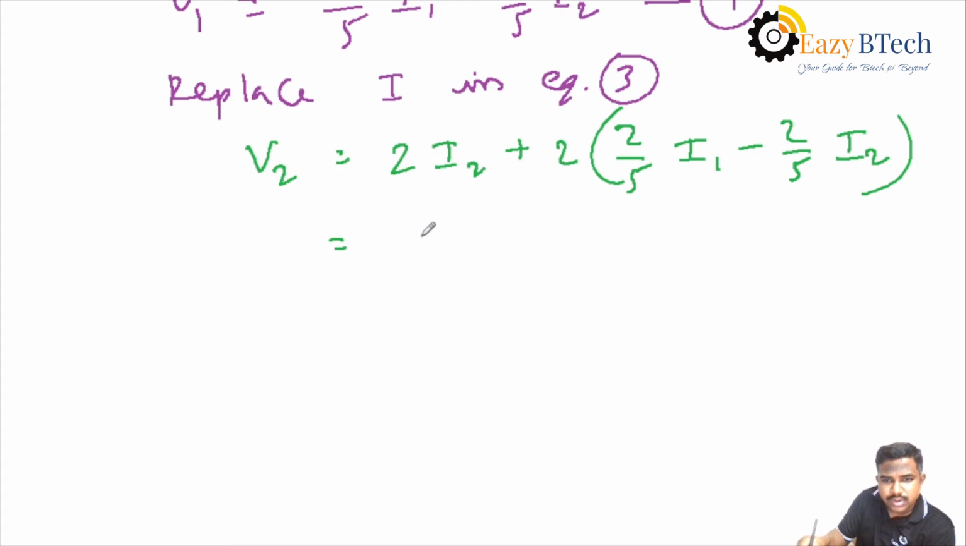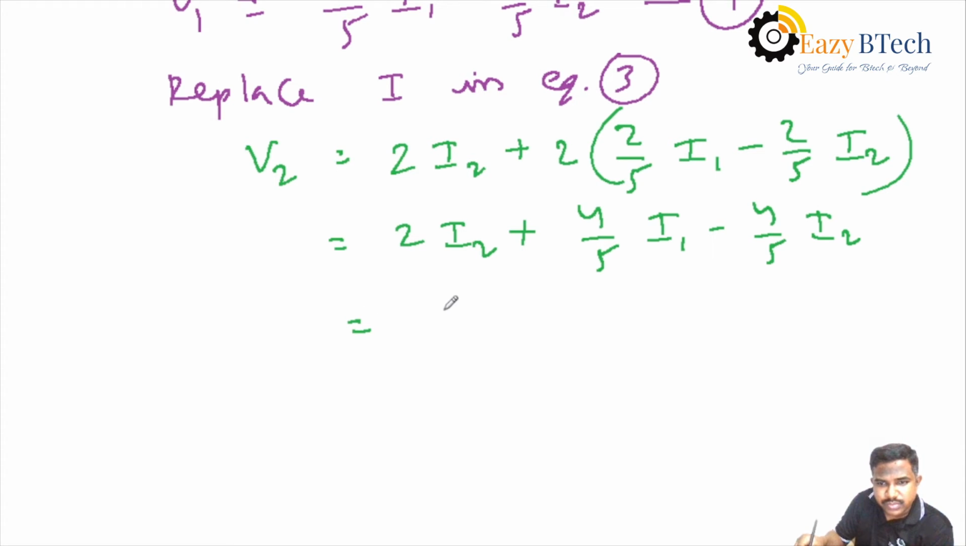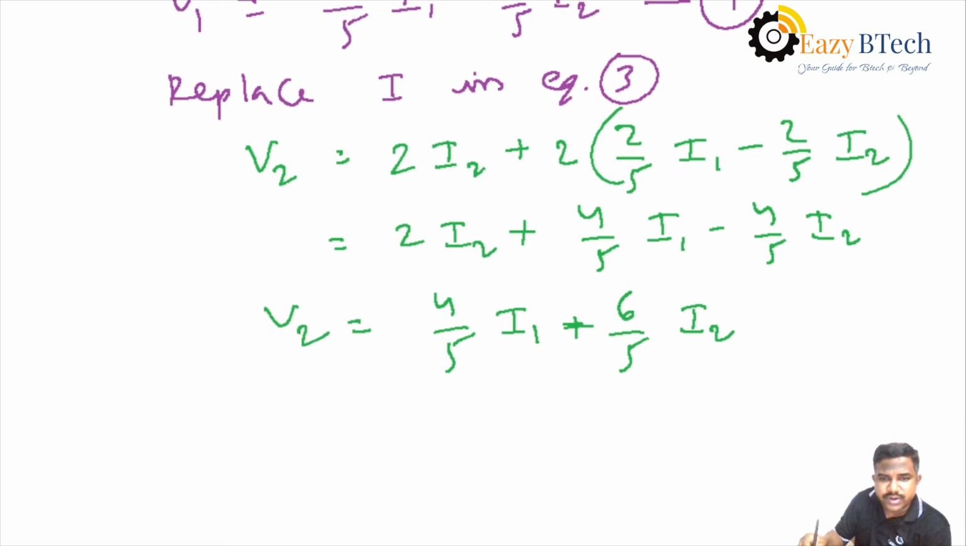We have to simplify the equation, 2 into I2 plus 4 by 5 I1 minus 4 by 5 I2. Therefore, V2 equals 4 by 5 I1 plus 6 by 5 I2.